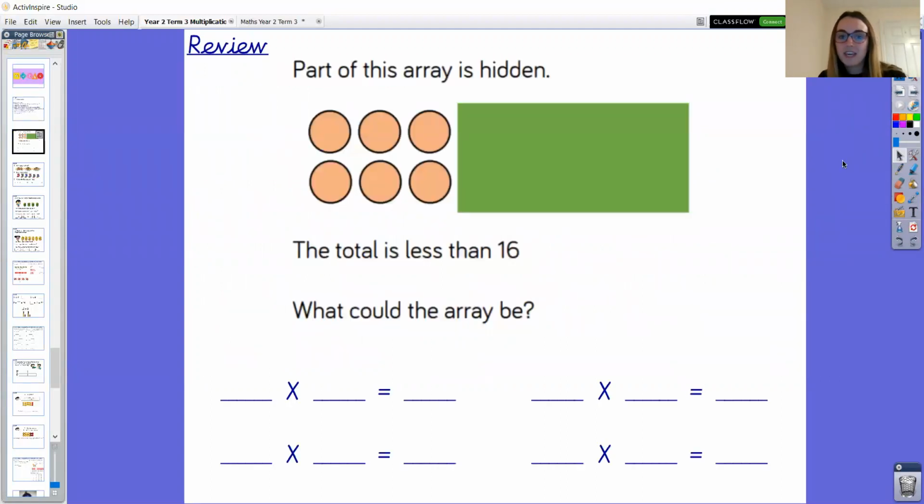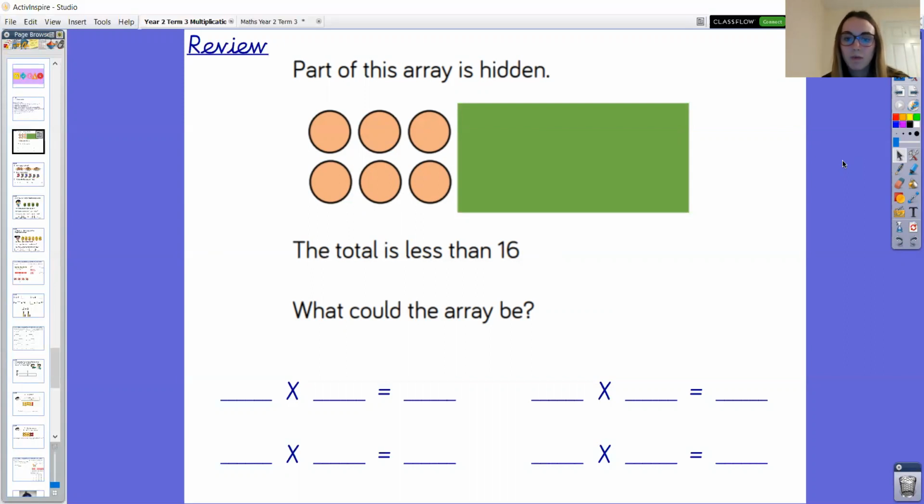So first of all, thinking back to yesterday's learning with using arrays, we're going to explore this in our review phase. Part of this array is hidden. The total is less than 16. What could the array be?